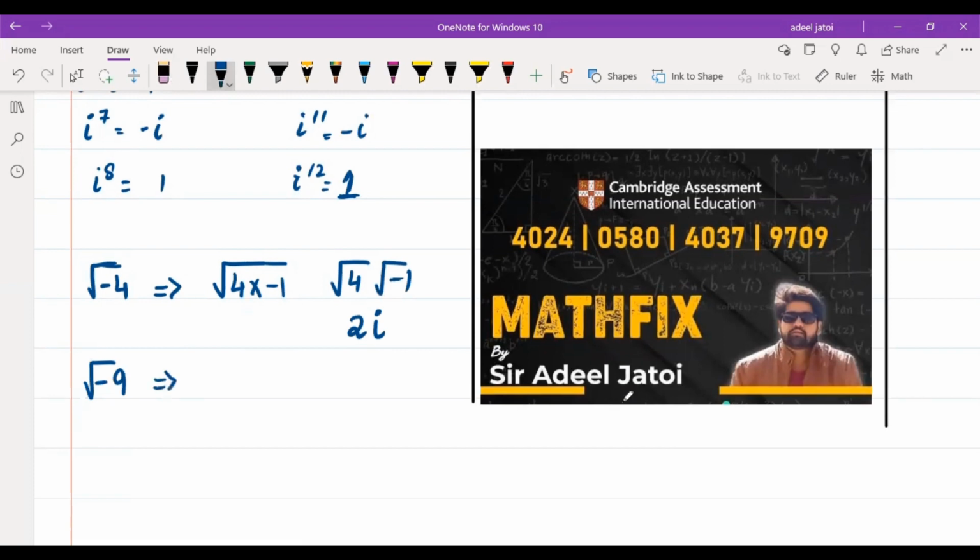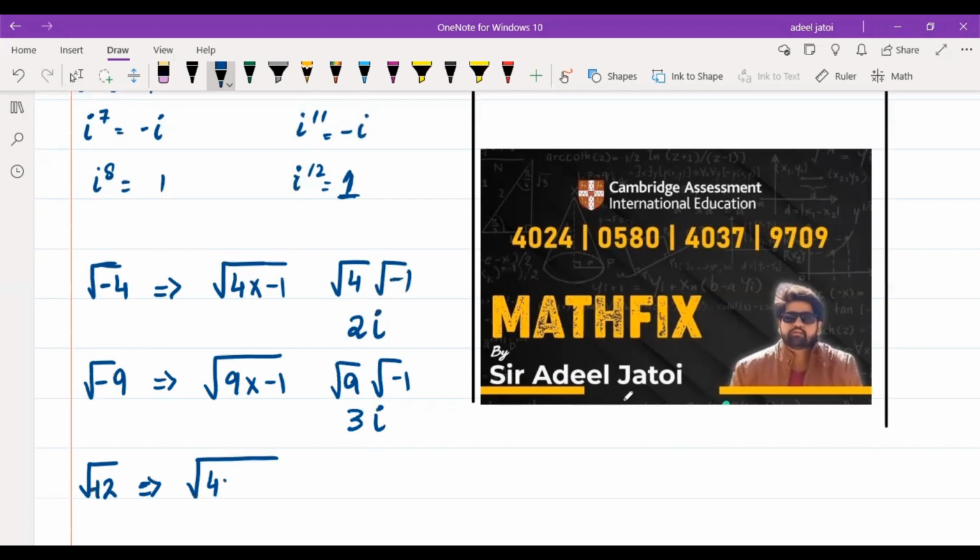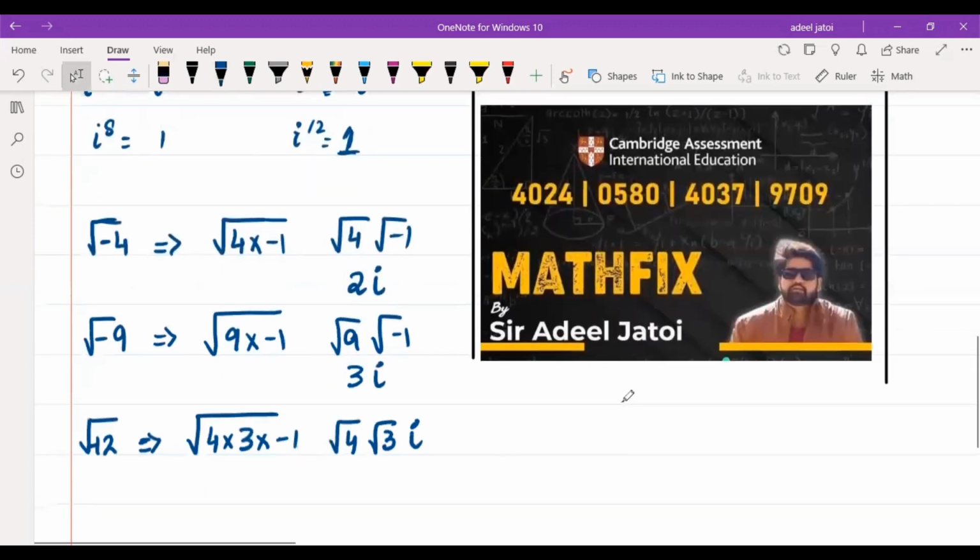Similarly, if we have under root -9, this will be solved as 9 into -1. So this should be under root 9, under root -1, which is 3 iota. Similarly, if we have under root -12, the factorization for this should be 4 into 3 into -1. So under root 4, under root 3, and iota, because under root -1 is iota. So the answer for this is 2 under root 3 iota.